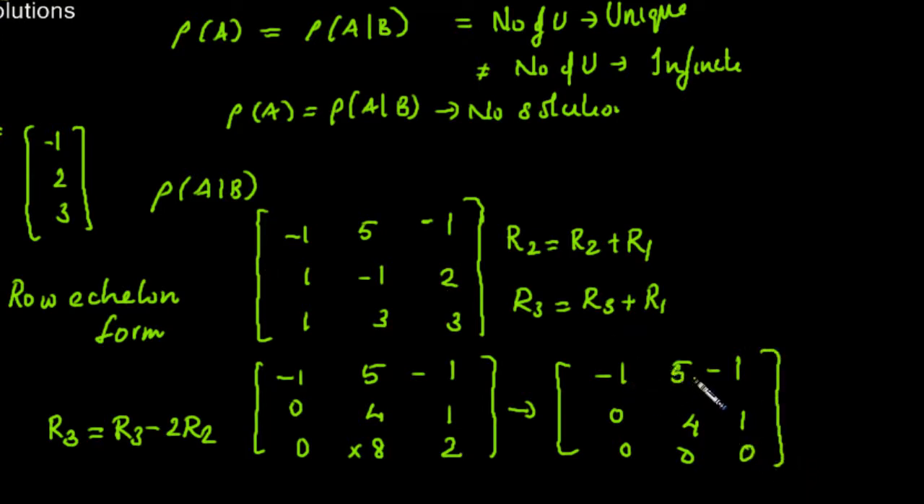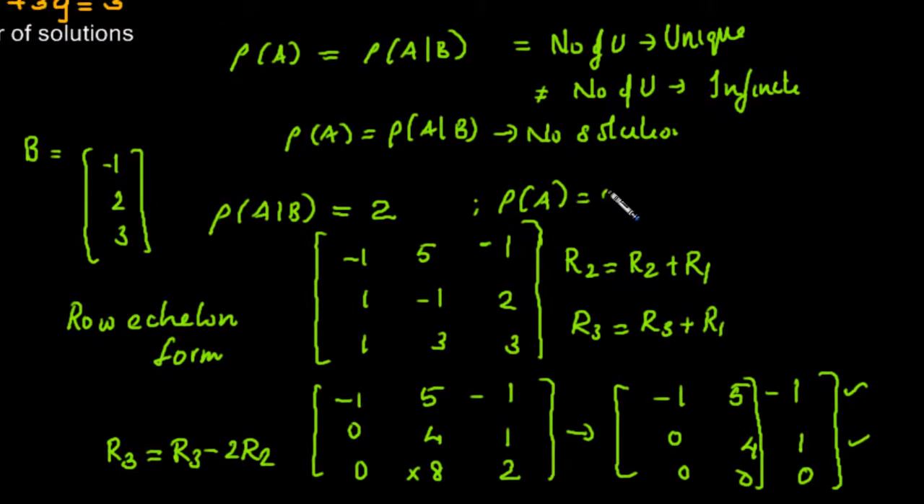The rank of this matrix is the number of non-zero rows. So we have 2 non-zero rows. So the rank of the augmented matrix is 2. What about the rank of A? So this is A, its rank is the number of non-zero rows. It is also 2. So rank of A is also 2.